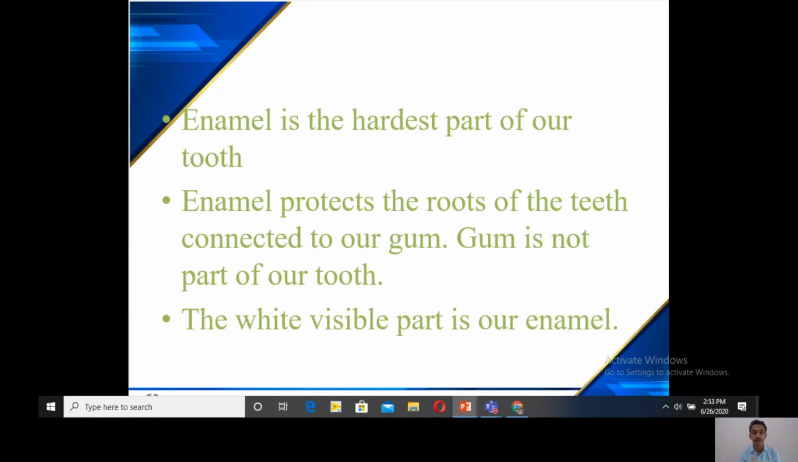The gum is not part of our tooth. Okay, so this is important: the function of enamel, and that the gum is not part of our tooth. The white visible part is called enamel. Which is our visible part? That is enamel, and that is the hardest part of our tooth. Its function is to protect the roots of the teeth connected to our gum. And the gum is not part of our tooth.